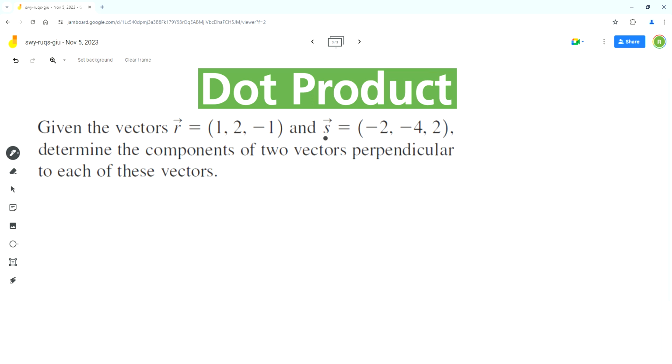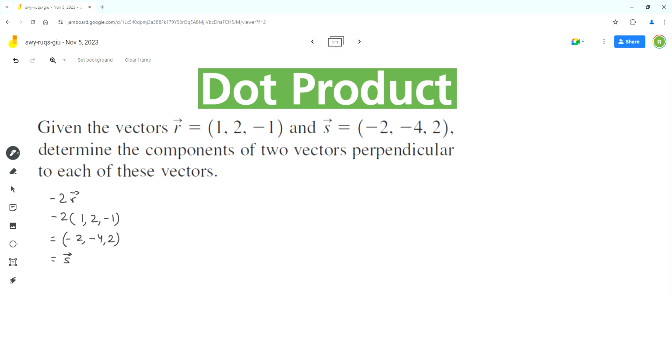So these two given vectors are collinear vectors. They are scalar multiples of each other. So if we multiply vector r by -2, we'll get vector s. So I can show you the steps. So we multiply each component by -2. So this is vector s.